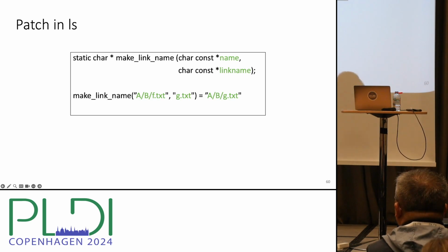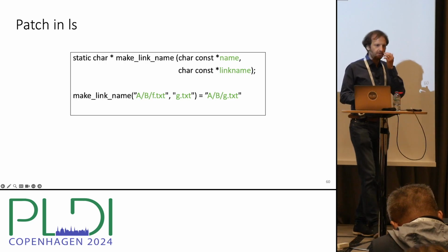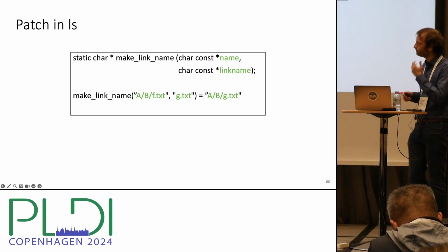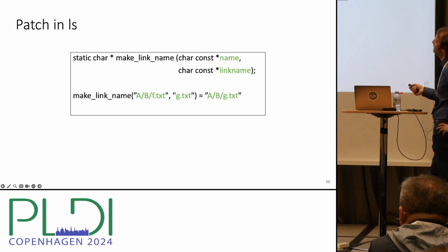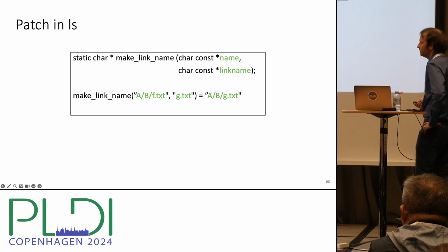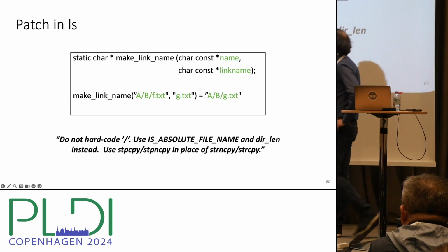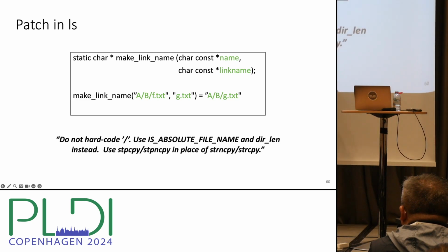So let me show you a patch in ls, for which we wrote patch specifications. The patch was in this make_link_name function that takes a name of a file, and the name of a link, say a symbolic link that you want to create, and then it returns the full path to the link. So if you say a/b/f.txt and g.txt, it returns a/b/g.txt.